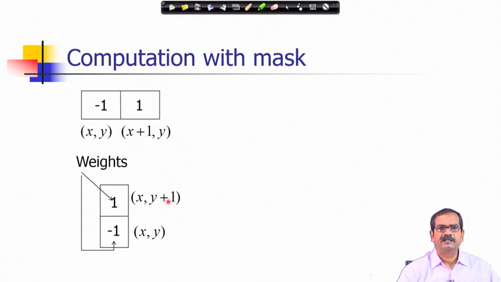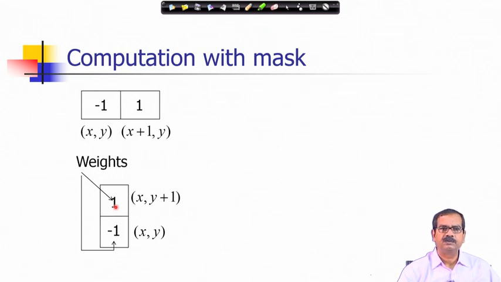Let us consider that these difference operations would be performed by a computation with a mask. So, let us define a mask. In this case it is a mask of 1 into 2 elements. A mask is a kind of array. In this case it happens to be a one dimensional array. So, the dimension is that there are 2 rows and the number of columns is 1 in this case, and the values in the mask represent the weights.